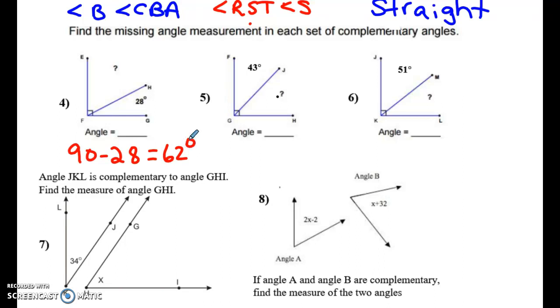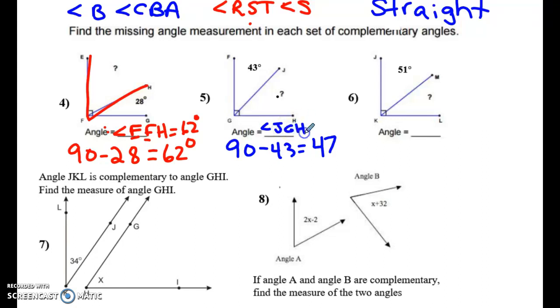So the measure of angle EFH equals 62 degrees. Now let's try example 5. This time it tells us that one of the angles equals 43 degrees. So again, because it's a pair of angles that equal 90 degrees, I just need to do 90 minus 43, and I get 47. So that means that the measure of angle JGH equals 47 degrees.